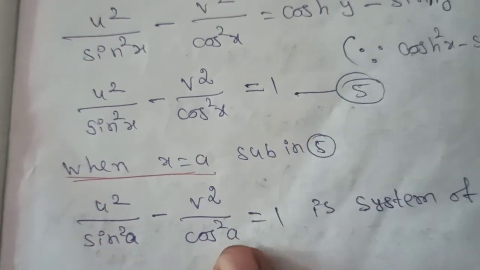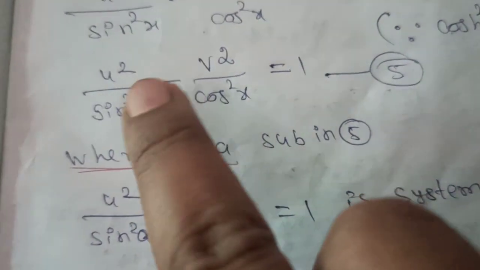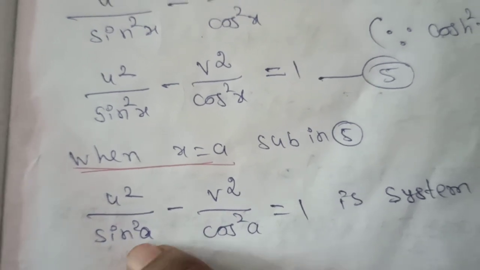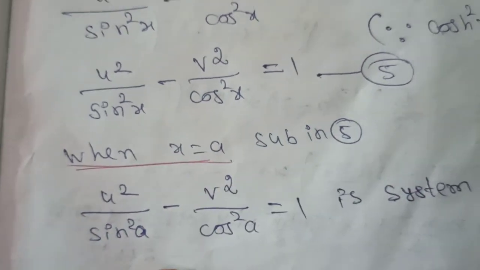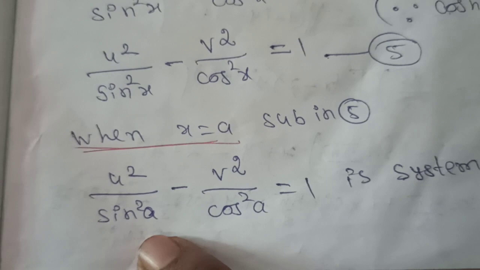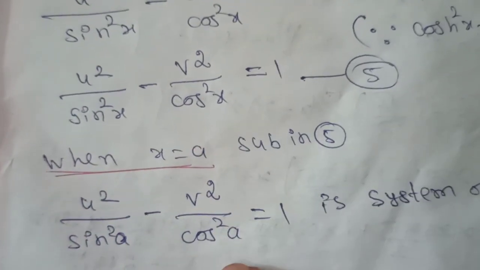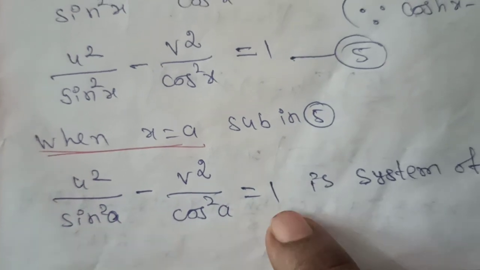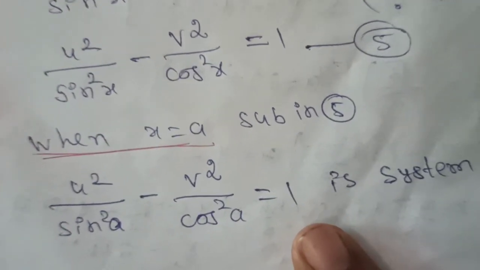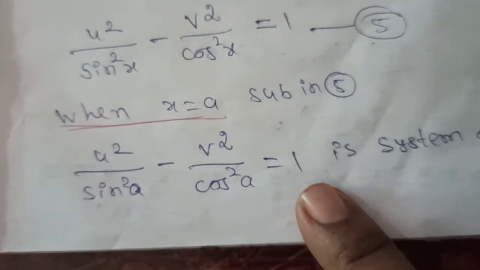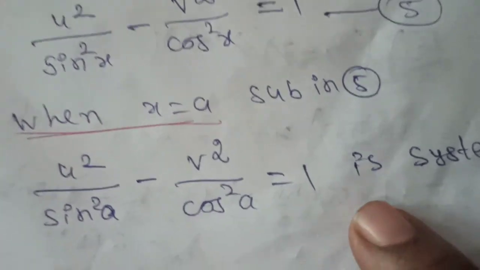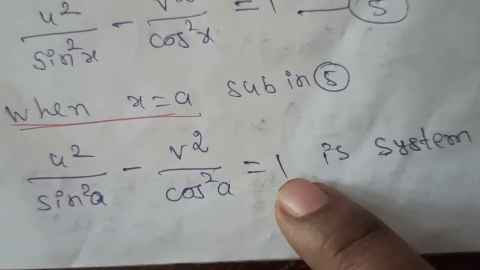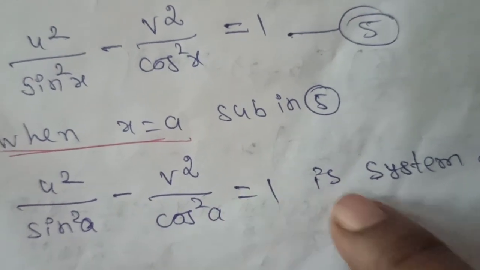The equation number 5 can be written as u square divided by sin square of x value. You substitute the a. That is u square divided by sin square a minus v square divided by cos square a, which is equal to 1. This equation is known as a hyperbola equation. Do you know the hyperbola equation? x square by a square minus y square by b square equal to 1. So this is represented by the equation of the hyperbola.